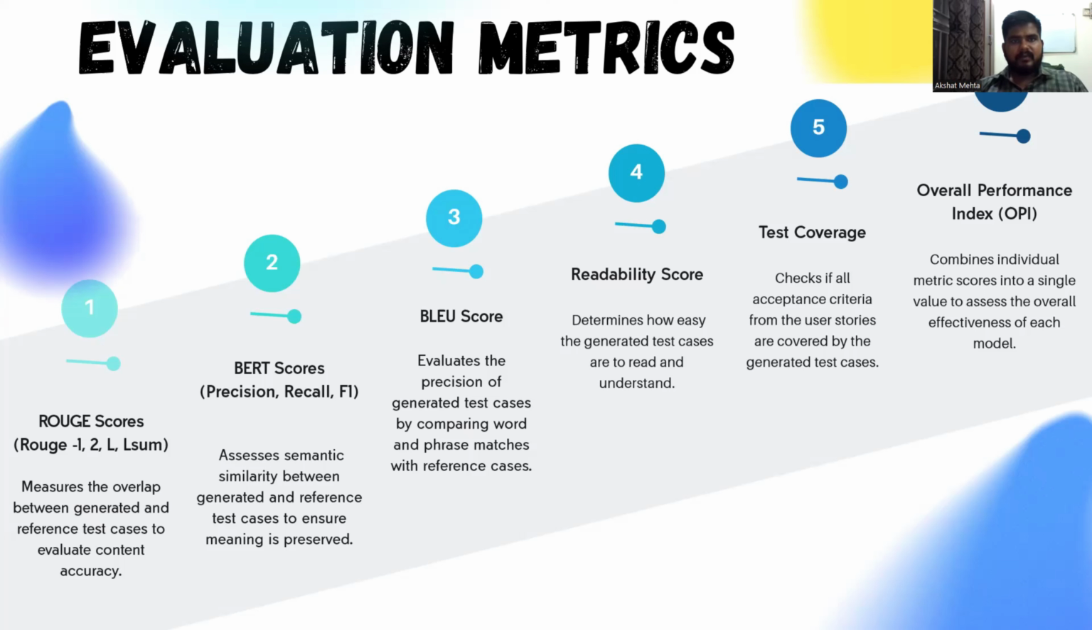Sixth one, overall performance index. Finally, the overall performance index, or the OPI, combines all the above individual metric scores into a single value. This index helps to assess the overall effectiveness of each experiment, with the combination of each model and each prompting technique, in generating high quality test cases. These metrics together provide a comprehensive evaluation of how well the generated test cases meet the standards of accuracy, clarity, and completeness required for effective software testing.